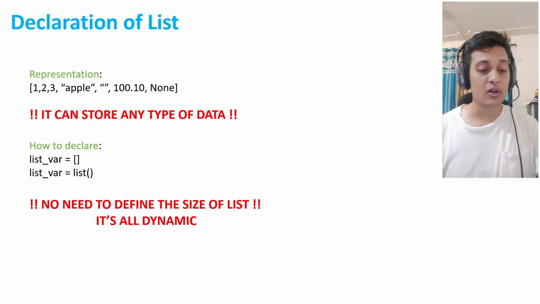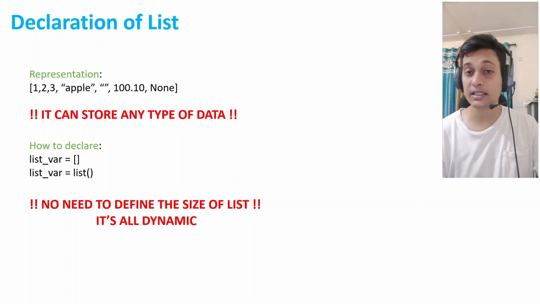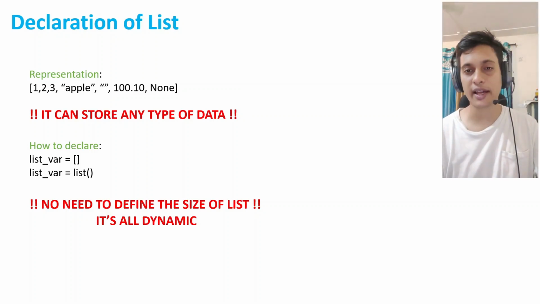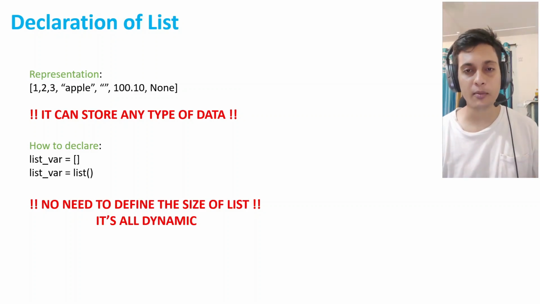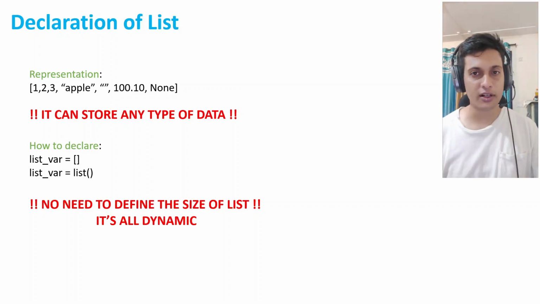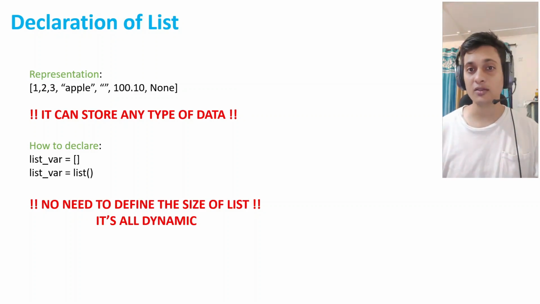And again, there is no need to define the size of the list. It's all dynamic, unlike Java or C, where we have to define the size. Inside Python, we don't have to define any size. It's all dynamic. If you are going to add more and more data to your list, then Python will automatically allocate more and more space and addresses to your list to store your data. So you don't have to worry about assigning the size. Your list can be of one length, two length, or 1000 length. It's all about your system specification.